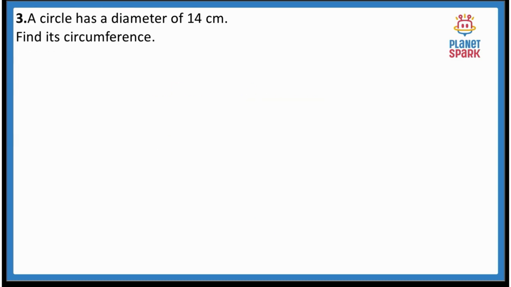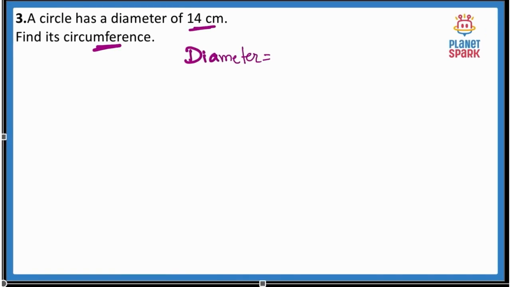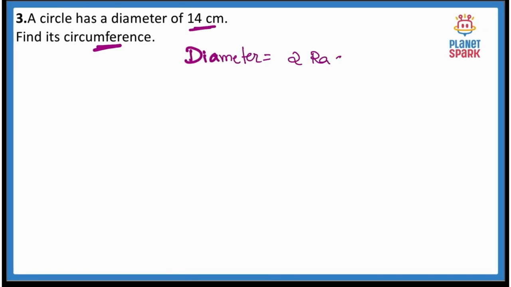The next question: the diameter of the circle is 14 centimeter. We have to find out the circumference. Now, if the diameter of the circle is 14 centimeter, I know that diameter is twice the radius. Because diameter is 2 times the radius, the radius will become 14 divided by 2, which is 7 centimeter.